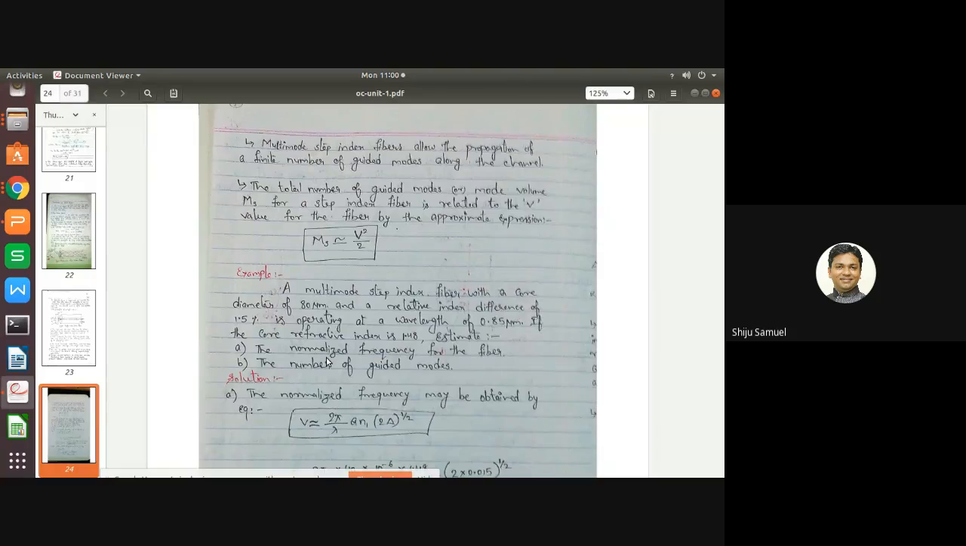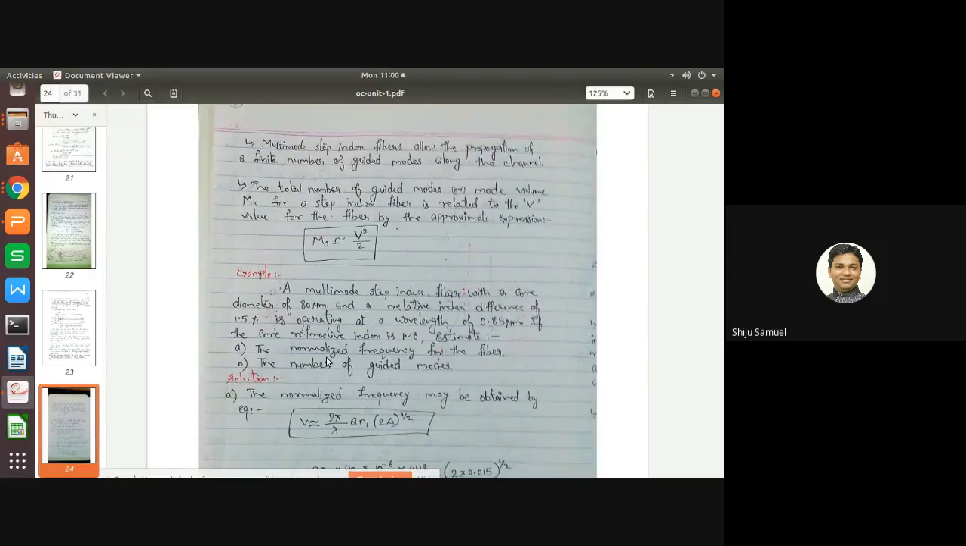In the equation, it is mentioned the total number of guided modes, or we can say mode volume. We denote it as capital M suffix S, where S stands for the step index fiber and M is the mode volume. That is nothing but the number of guided modes, which we can consider as M suffix S for a step index fiber.